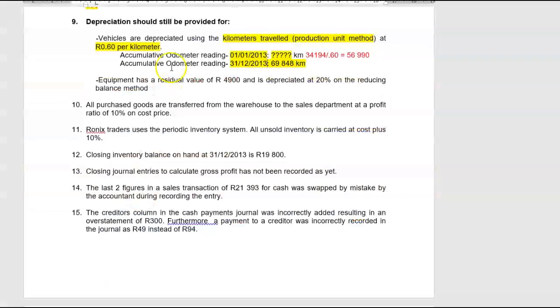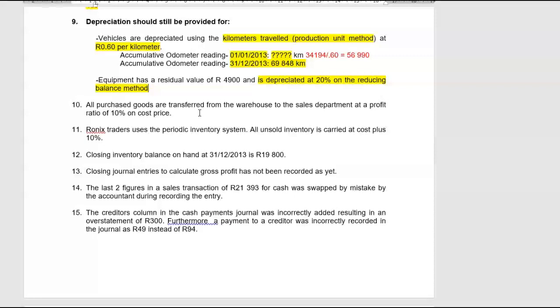Right. Then equipment. Equipment has an estimated residual value of 4,900 Rand and it is depreciated at 20% per annum on the reducing balance method. Now we know that on the reducing balance method, we do not deduct the estimated residual value in order to derive at the depreciable value.